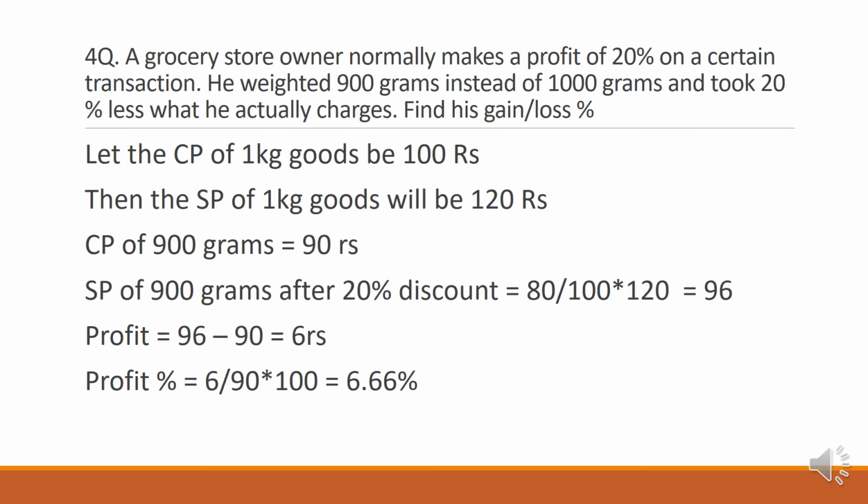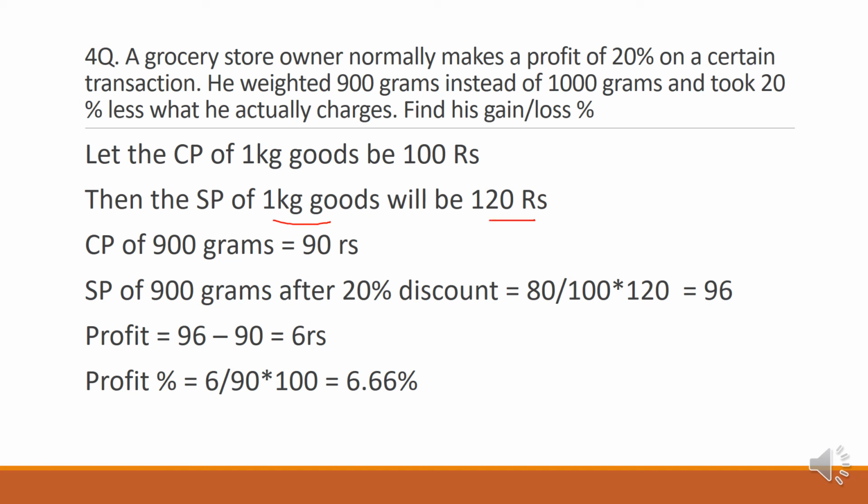A grocery store owner normally makes a profit of 20% on a certain transaction. He weighed 900 grams instead of 1000 grams and took 20% less than what he actually charges. Find his gain or loss percentage. So let us assume that the cost price of 1 kg of goods is 100 rupees. He normally makes 20% profit. So then the selling price of 1 kg of goods will be 120 rupees.